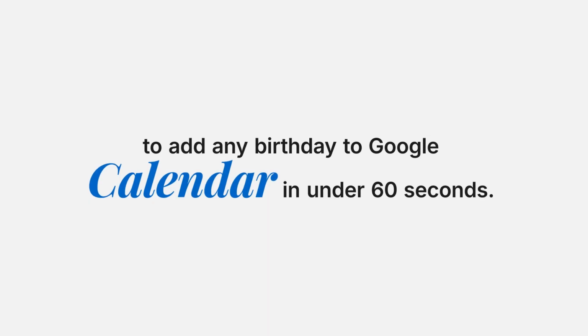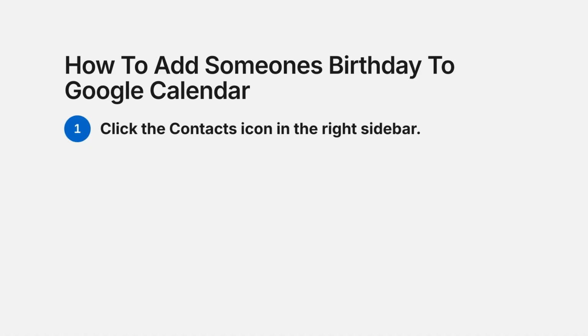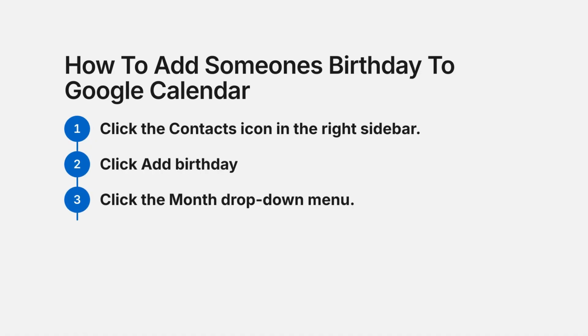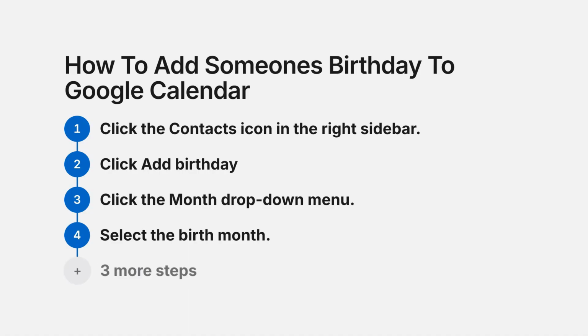Tired of forgetting birthdays and scrambling for last-minute gifts? Learn how to add any birthday to Google Calendar in under 60 seconds. First, we'll open the Contacts sidebar. Then, I'll show you exactly where to enter the date. Finally, we'll save it so it syncs everywhere.